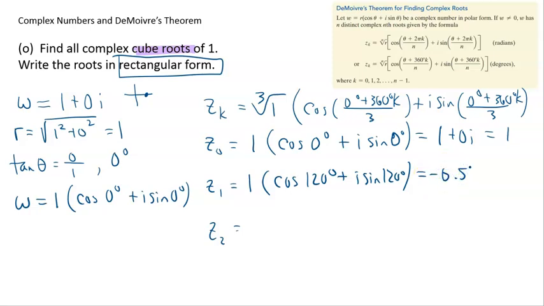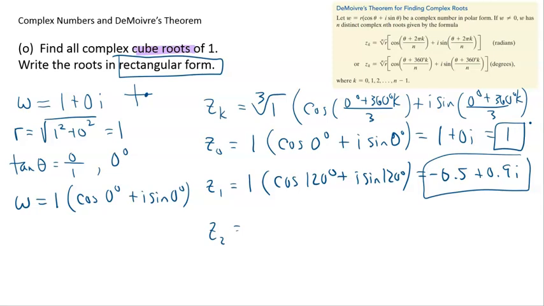Okay, the sine of 120 degrees is 0.866, or I'm going to put plus 0.9i. I'm just going to round to the tenths place. So that is another cube root of 1.